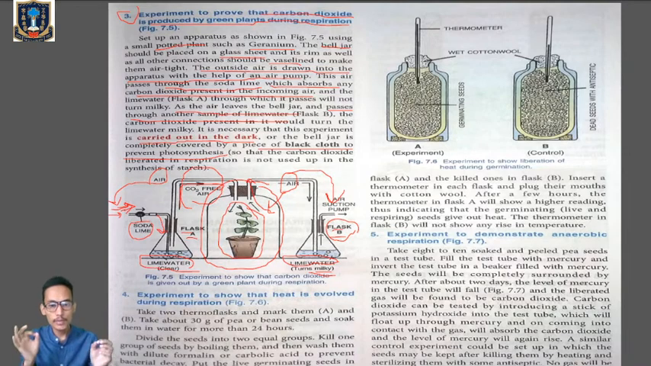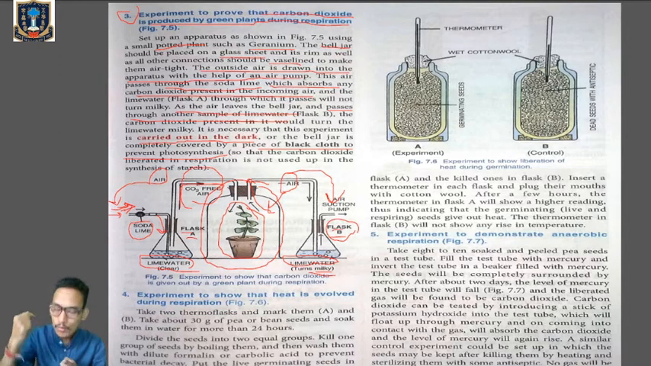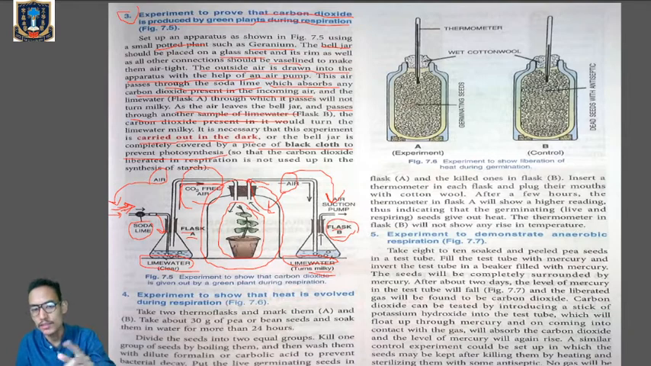And what are the precautions that need to be taken before conducting this experiment? Number one, this experiment should be carried out in the dark, or if we are not able to carry out this experiment in the dark, then the entire bell jar that contains the green plant should be covered by a black cloth in order to prevent the process of photosynthesis. Clear? Because carbon dioxide is one of the raw materials for photosynthesis.